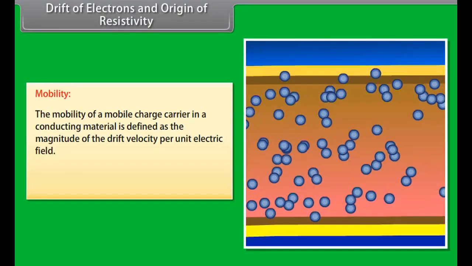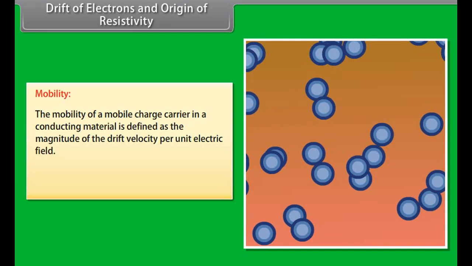Mobility. The mobility of a mobile charge carrier in a conducting material is defined as the magnitude of the drift velocity per unit electric field. Mobility, mu, is equal to Vd upon E, which is equal to E tau upon m.